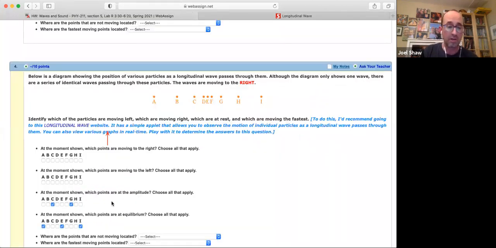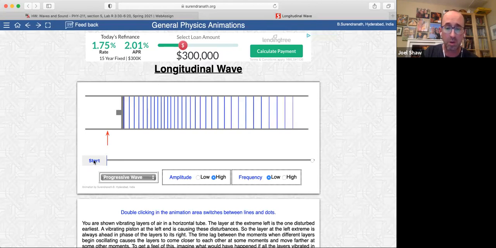So I've identified the amplitude, I've identified equilibrium. Now this one: which points are moving to the right, which points are moving to the left? You want to get some kind of setup so it looks something like what you have here. It doesn't have to be the whole thing, just at least some part of it. Mine, I've got this clump in the middle.